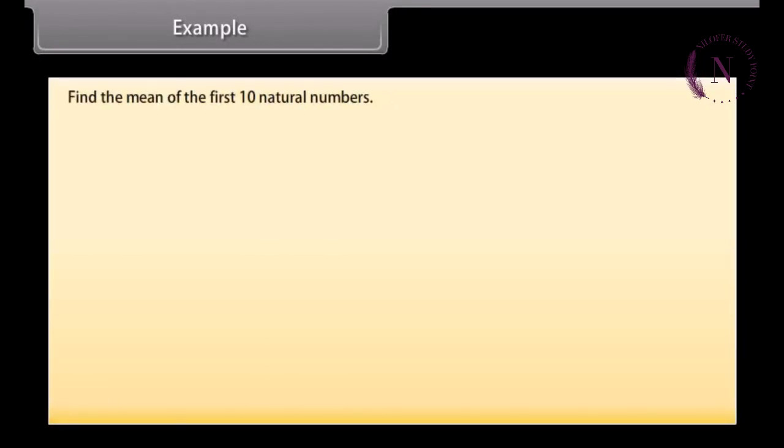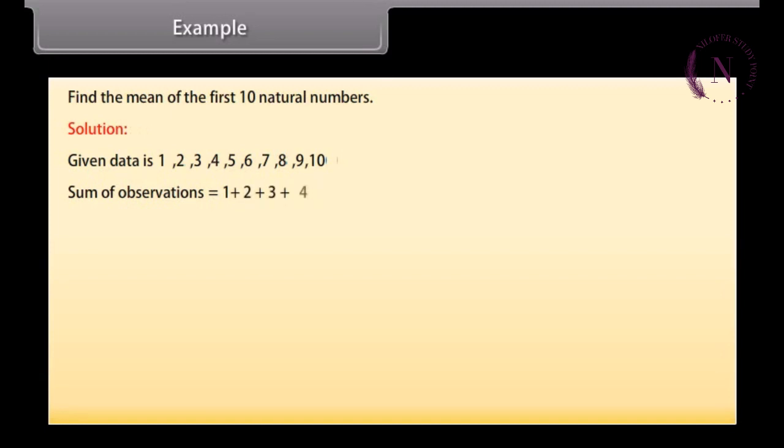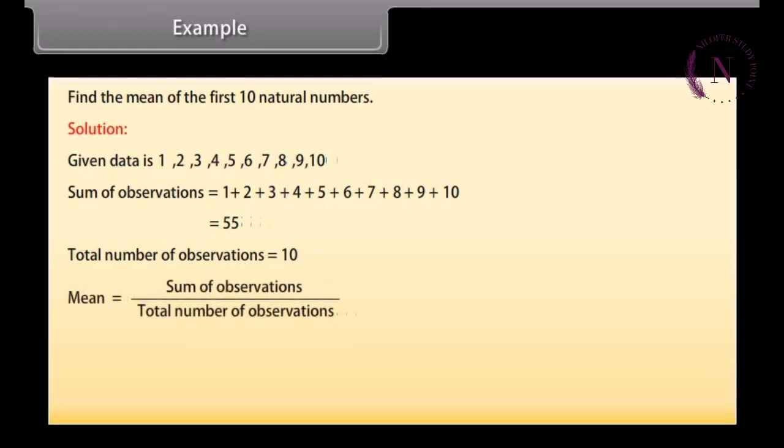Example. Find the mean of the first 10 natural numbers. Solution. Given data is 1, 2, 3, 4, 5, 6, 7, 8, 9, 10. Sum of observations is equal to 1 plus 2 plus 3 plus 4 plus 5 plus 6 plus 7 plus 8 plus 9 plus 10 equals 55. Total number of observations equals 10. Mean is equal to sum of observations divided by total number of observations, which equals 55 by 10 equals 5.5.